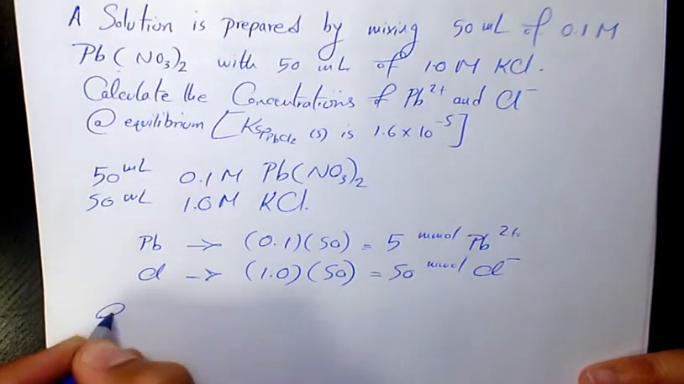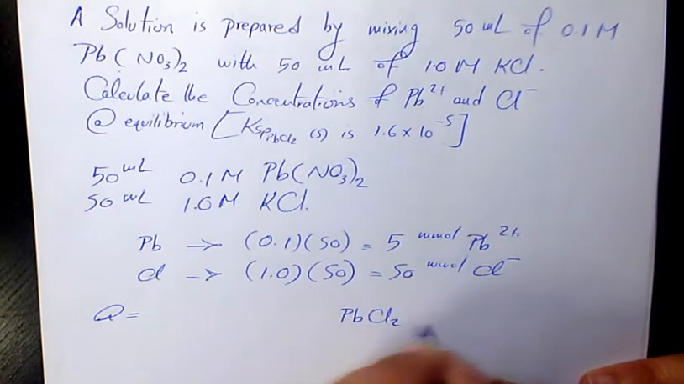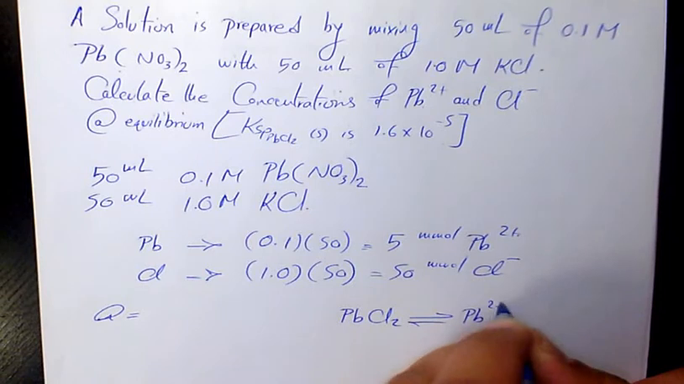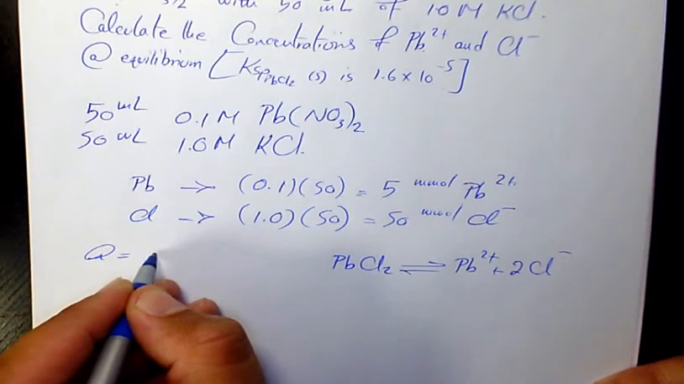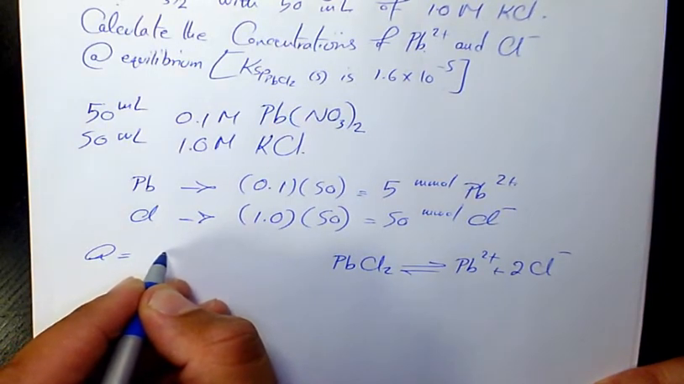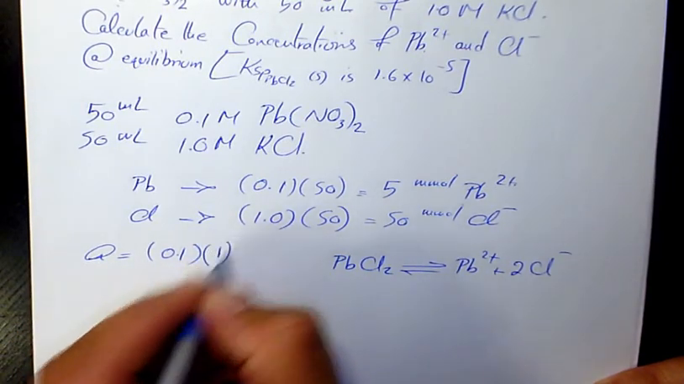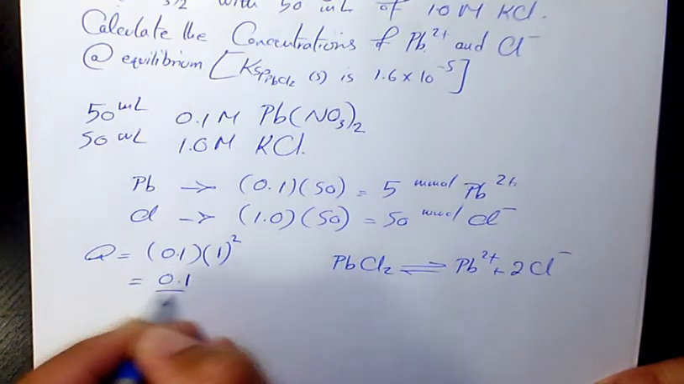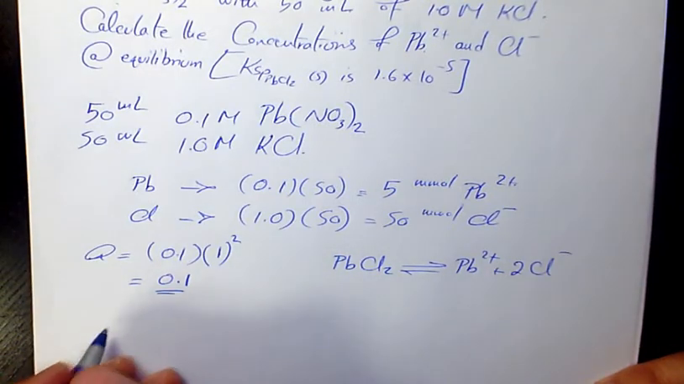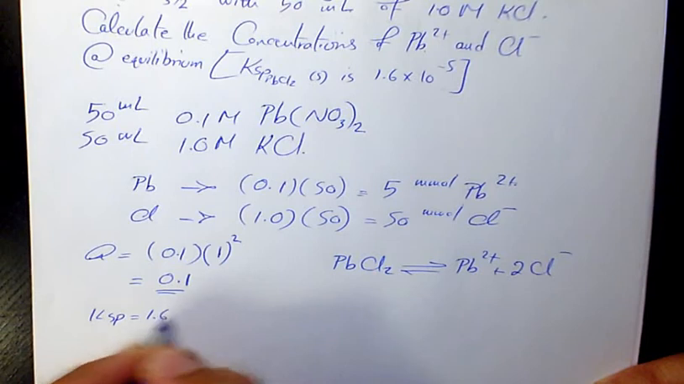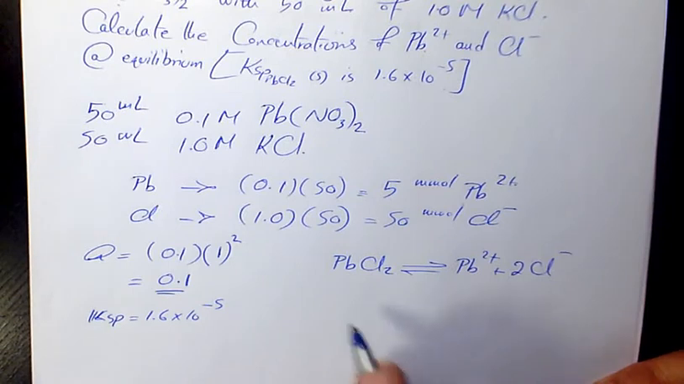On the other hand, when you calculate Q, we have PbCl2, which is going to give us Pb2+ and 2Cl minus. So Q will be Pb, which is 0.1, times chloride, that will be 1 to the power of 2. That's much larger than KSP. KSP is 1.6 times 10 to the power of negative 5. That's much larger, so precipitate forms.